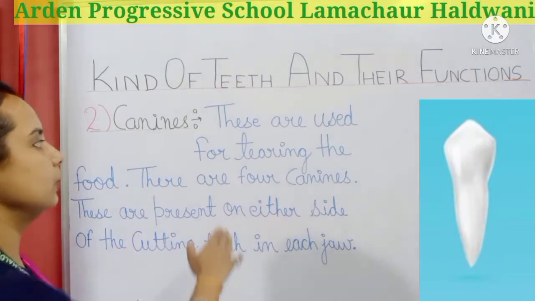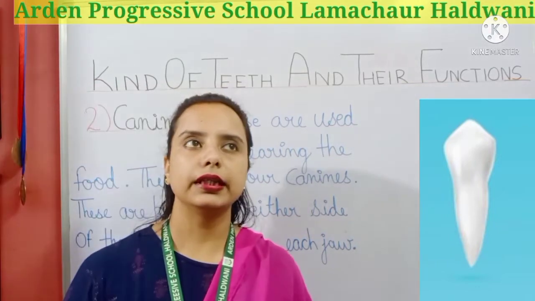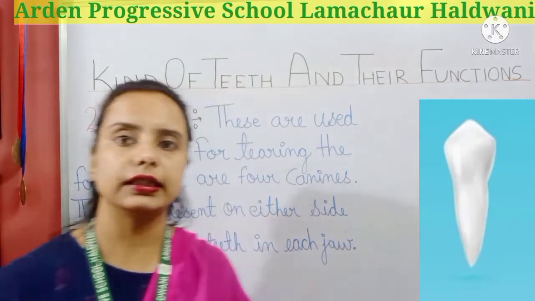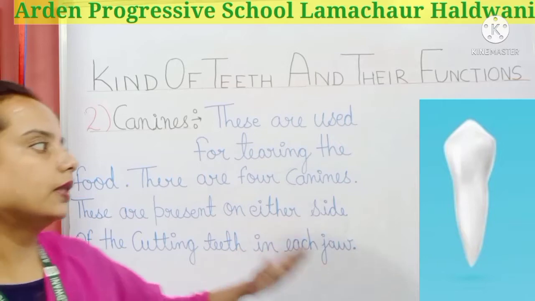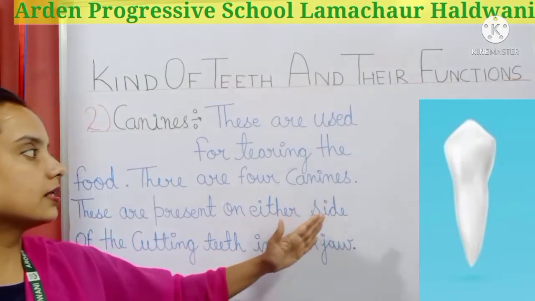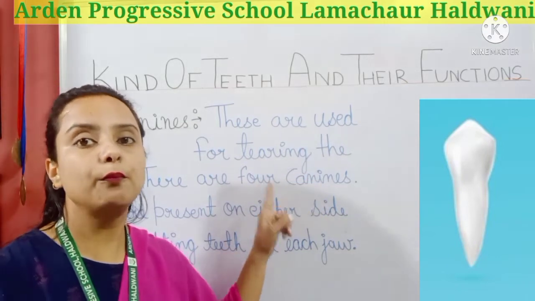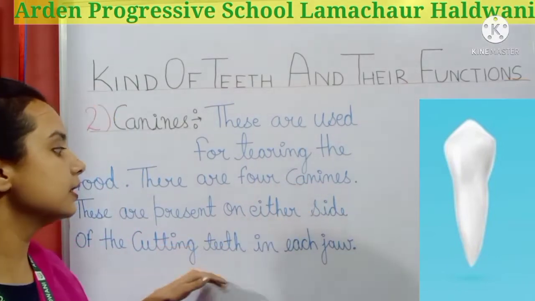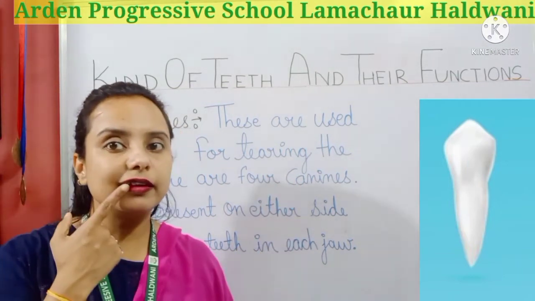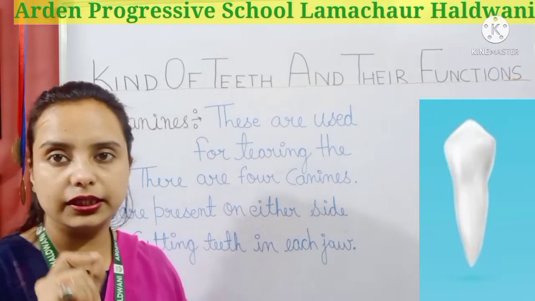These are used for tearing. Those who eat flesh need this to tear the food. In the image you can see here how the canines look. It is pointed. You can touch these teeth and feel that they are pointed.